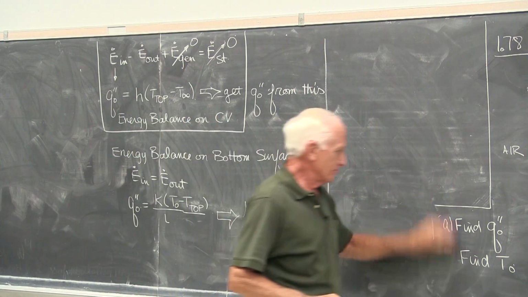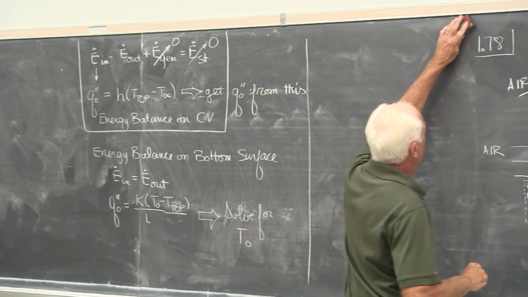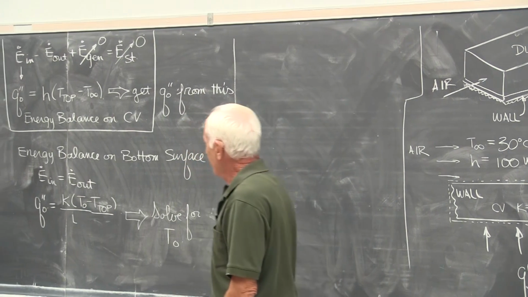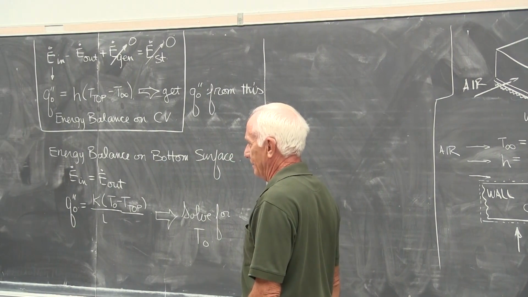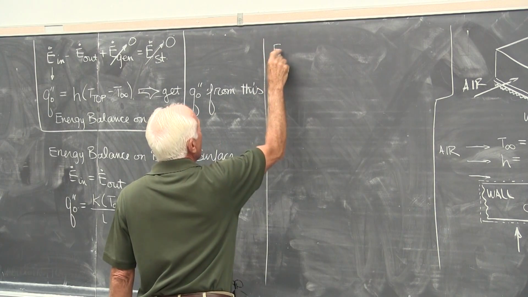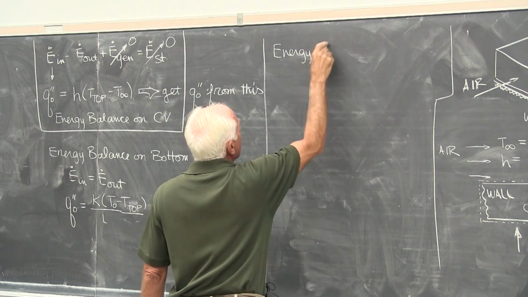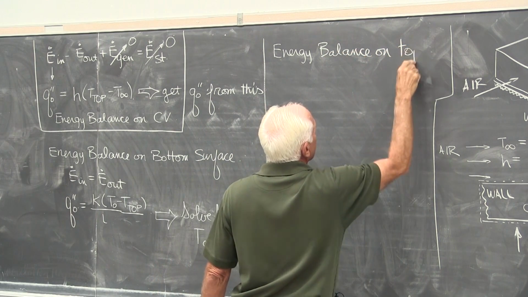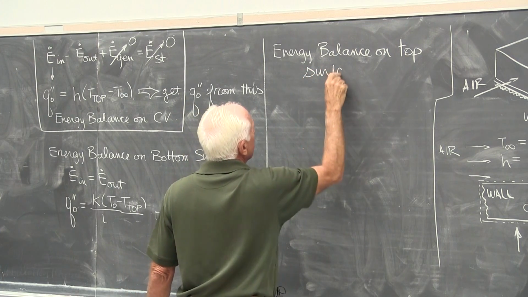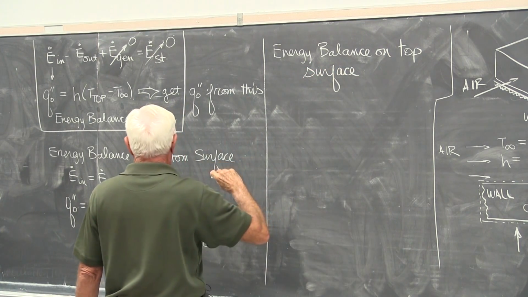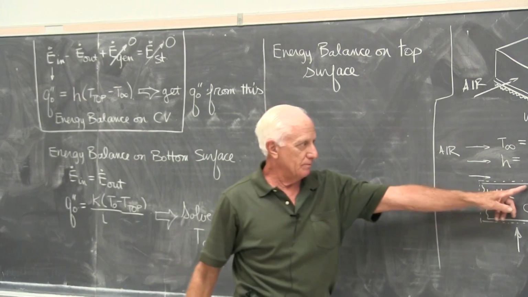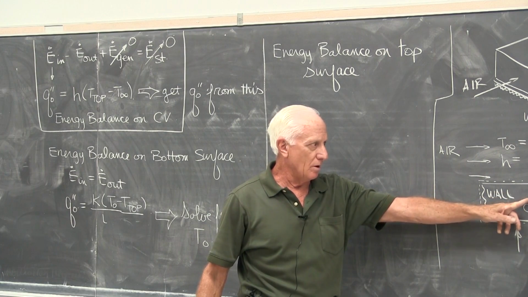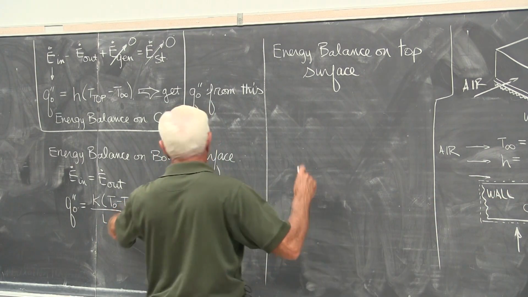Okay. Now, you know what? I'm gonna try an energy balance on top. Why not? Okay, on the top surface, here it is up here, top surface. What comes in? Conduction through the wall. Okay, conduction through the wall, right there.